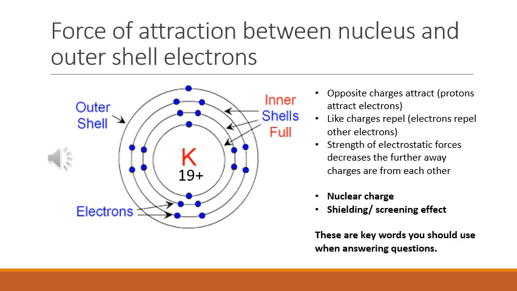Second thing is that like charges repel. So electrons are all negative. Negatives do not want to come into contact with other negatives. They repel each other, a bit like the opposite ends of a magnet would repel each other.